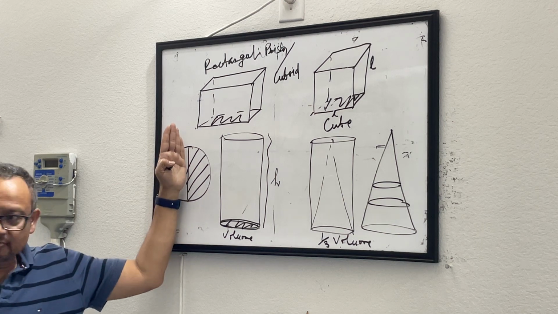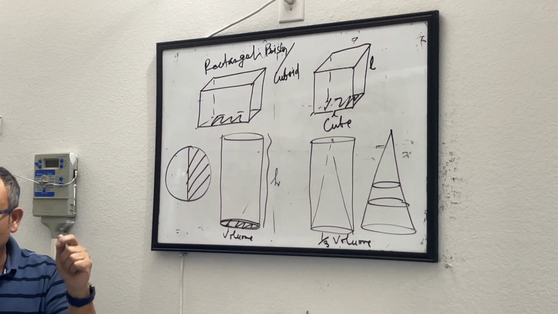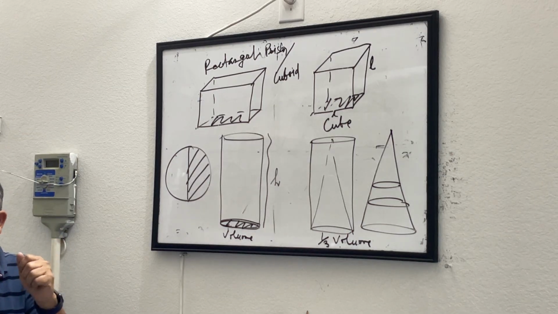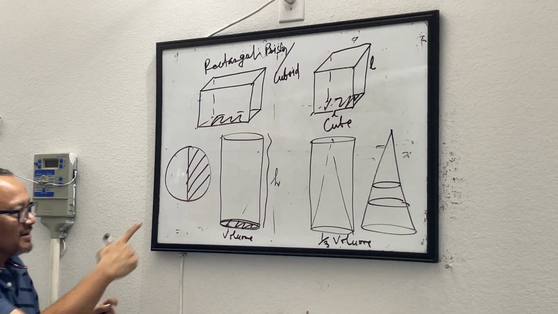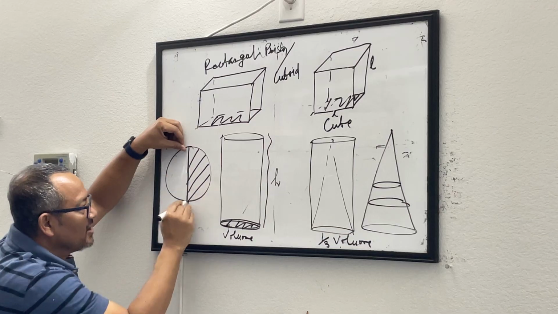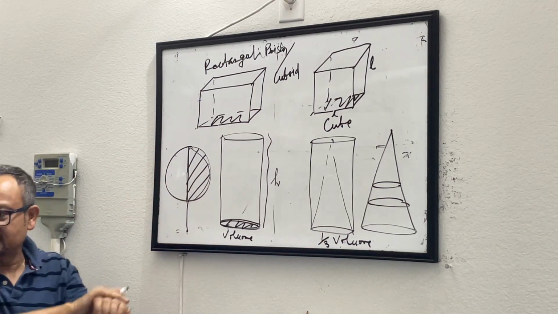I'm not sure if you have seen the hand fan. When we were small, we used to have a stick attached to a rectangular or circular thing, and we would rotate it. This sphere is nothing but that small hand fan, which is made of a semicircle, and when you rotate it by 360 degrees, it forms the sphere.